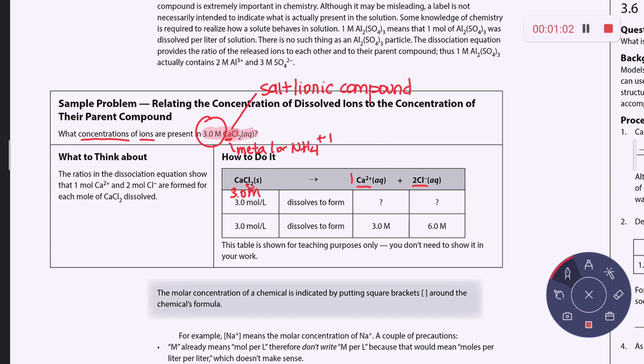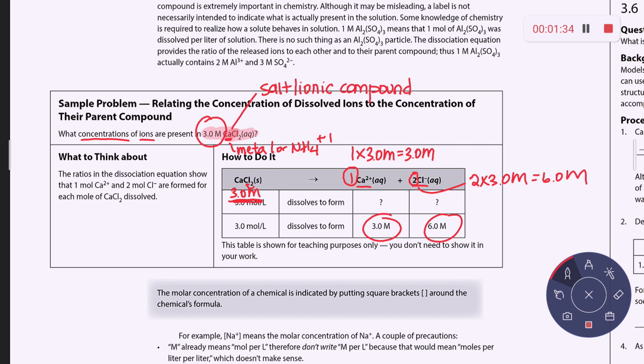Multiply the coefficient, which is the number in front of the ion, so I have a 1 and a 2. Multiply those by the concentration of the solution. So since the solution is 3 molar, 1 times 3 equals 3 molar for the concentration of calcium ions in solution. Here I have a 2, so this is 2 times 3, so that would be 6 molar for the concentration of chloride ions in solution.